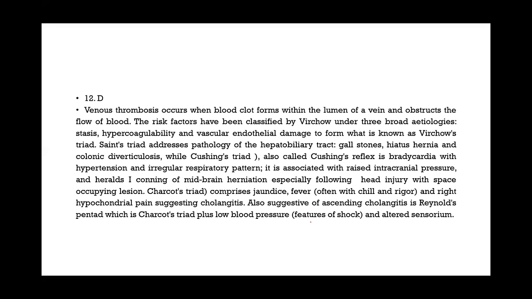Now, venous thrombosis occurs when a blood clot forms within the lumen of a vein and obstructs the blood flow. The risk factors have been classified by Virchow under 3 broad categories. Now, what are the components of Virchow's triad?